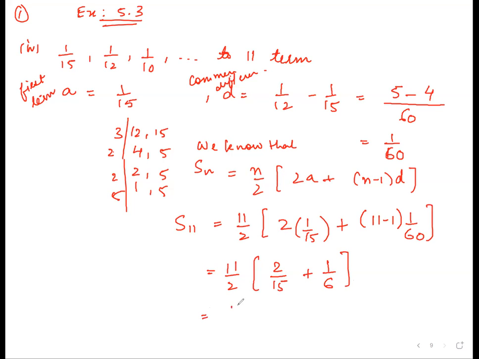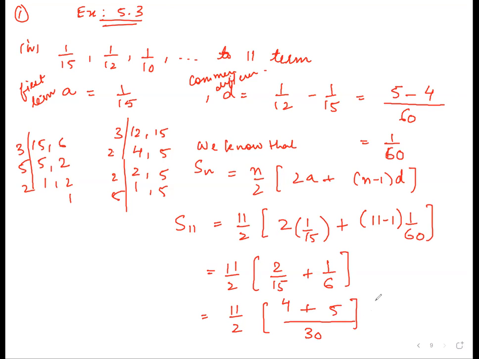Again, you need to take the LCM. How much is the LCM of 15 and 6? Check it. Don't make guesses in the LCM, just do an extra step, otherwise you will make a mistake. So 3 into 5, 3 into 2, then 5 into 1 and 2 into 1. So 3 into 5 is 15, and 30. So 30 is the LCM here. 2 into 2 is 4, plus 5, right? So this will be equal to 11 by 2 into 9 by 30.